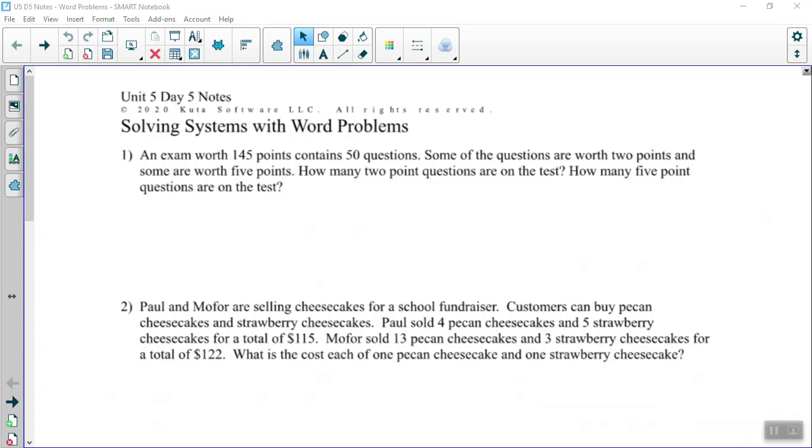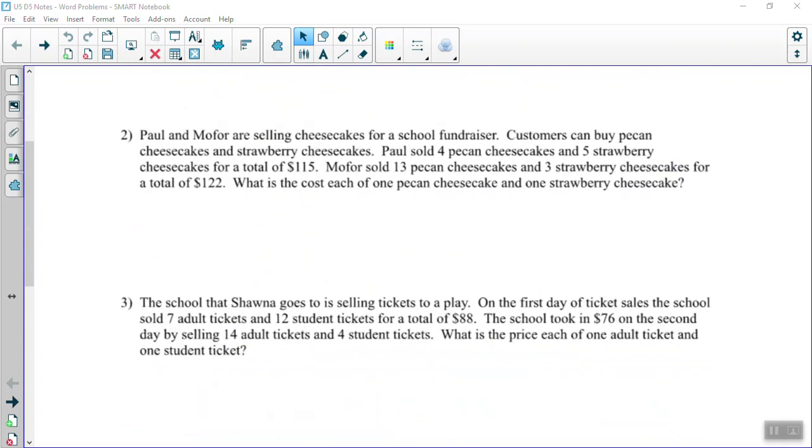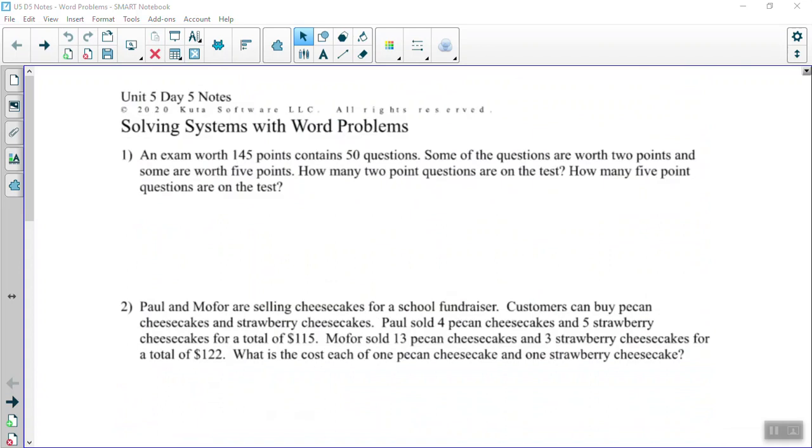Hi everyone, today we'll be looking at solving systems of equations for word problems. What we're going to do is go through these first 5 problems, and then the second page will be the try on your owns.